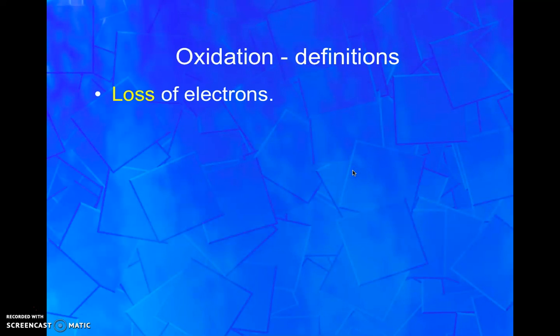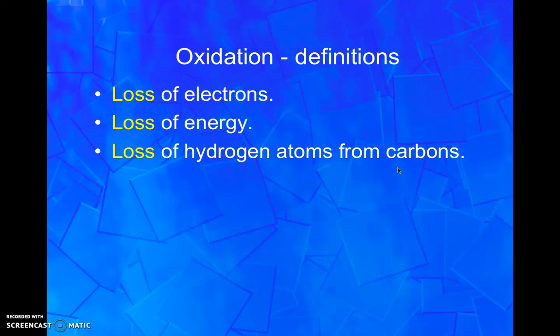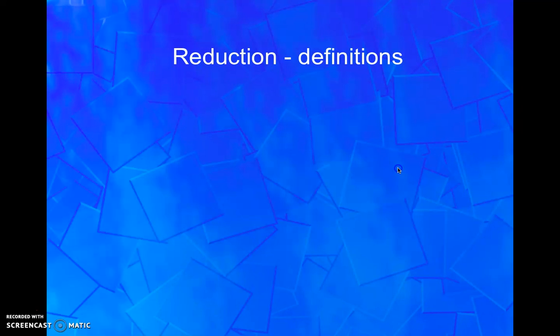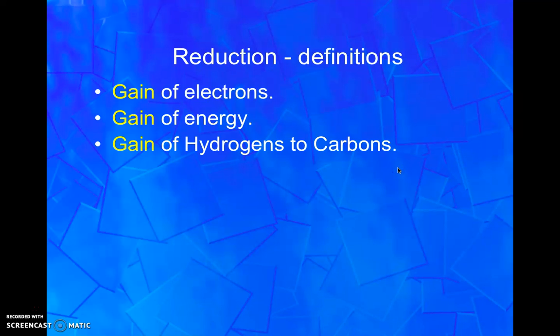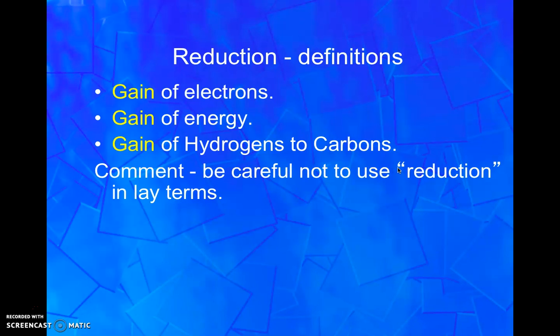Oxidation is when you lose electrons, when you become positive. You also lose energy. You lose hydrogen atoms from carbon. Reduction, you gain electrons. You gain energy. You gain hydrogen from the carbons. Okay, so they're reverse of each other. And you need to make sure that we are not using reduction in lay terms, meaning getting smaller here.